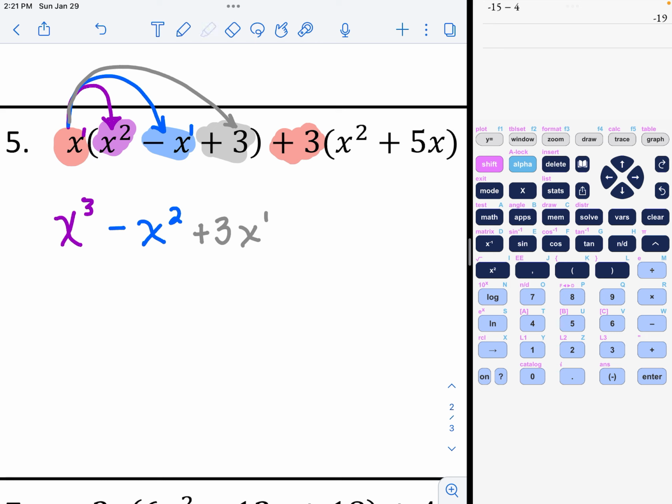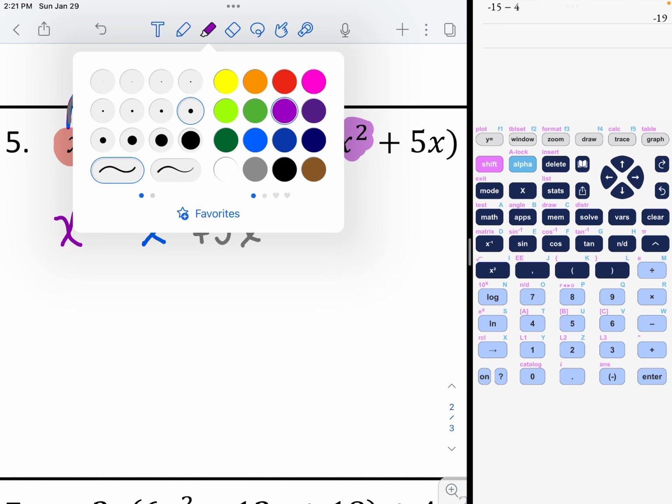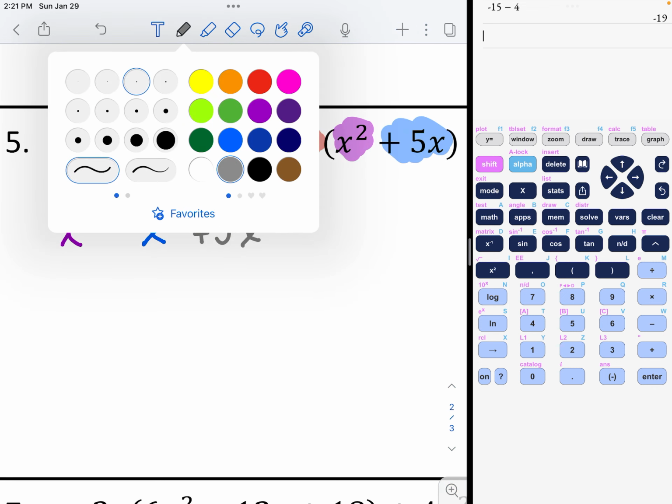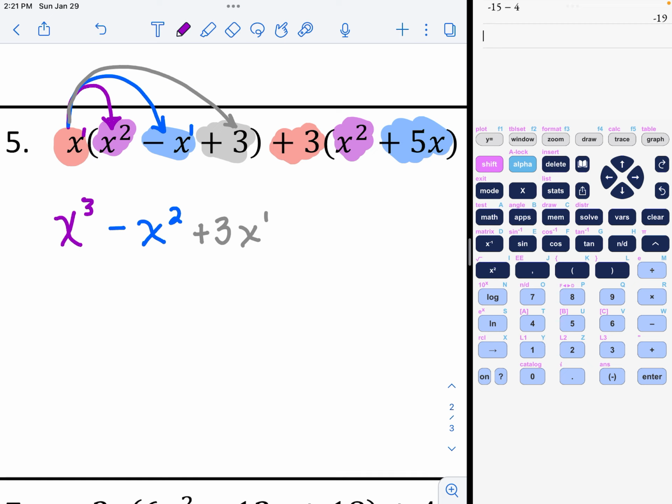Now, guys, we have to do that again. So I'm going to get my purple back, and I'm going to do this one and this one. So I'll just do my first one in purple always, my second one in blue, just to stay consistent. So I'm going to do a positive 3 times an x squared. What does that make? Positive 3x squared. That's it. Nothing gets added or anything like that.